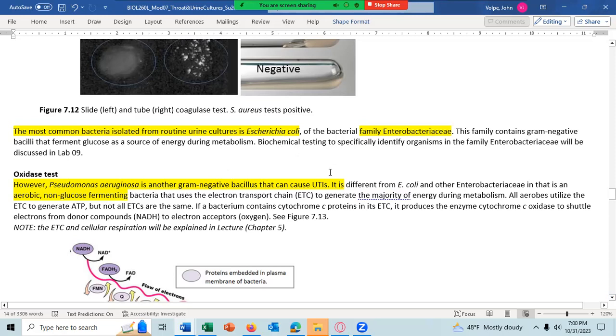Some other possible tests to separate the two families, Pseudomonaceae from Enterobacteriaceae, are these. Enterobacteriaceae is gram-negative bacteria. All the members ferment glucose, and they're all facultative anaerobes. The Pseudomonaceae are all oxidase positive. None of them ferment the sugar glucose, and they're all aerobic. So they're aerobes. They're not facultative anaerobes.